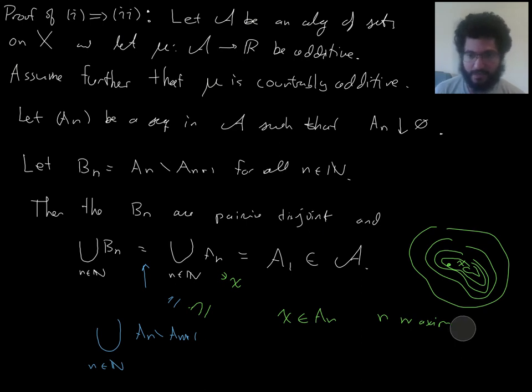So maybe a better way to phrase this is: choose n so that x is not in a sub n, and n minimal with respect to this property that x is not in it. Yeah, that's better. So there's a first one, like in this picture, I've got a1, a2, a3, a4, a5. A5, 5 is the first one that excludes x.